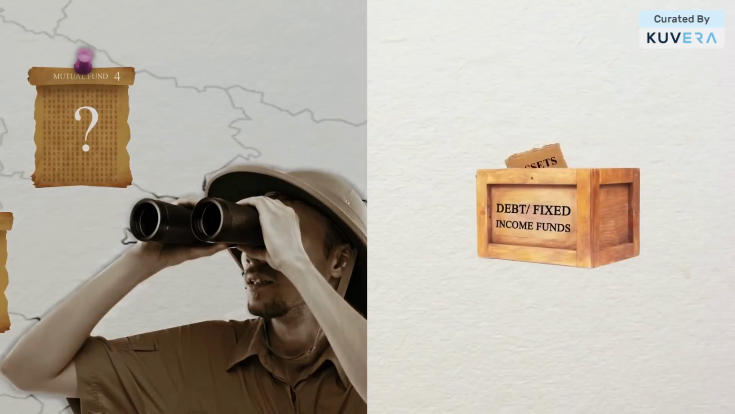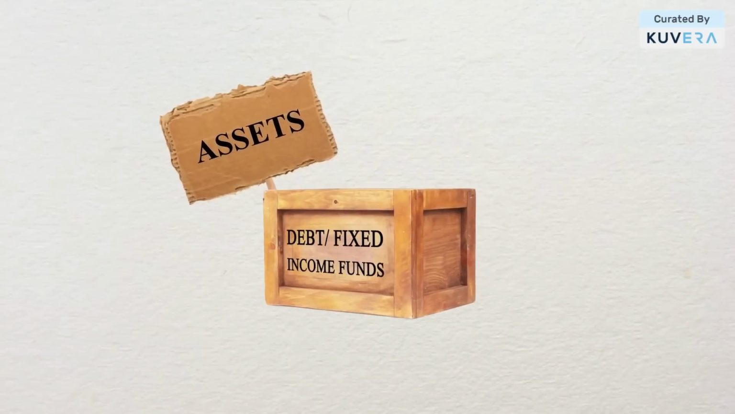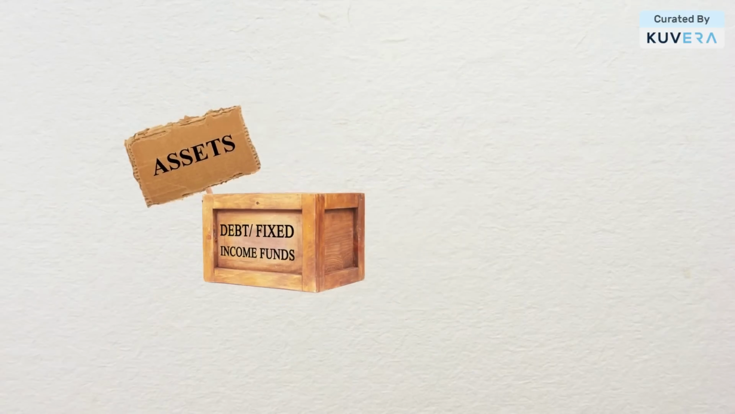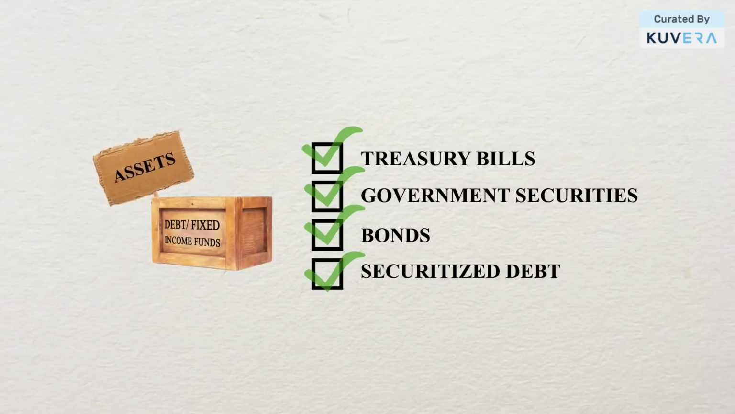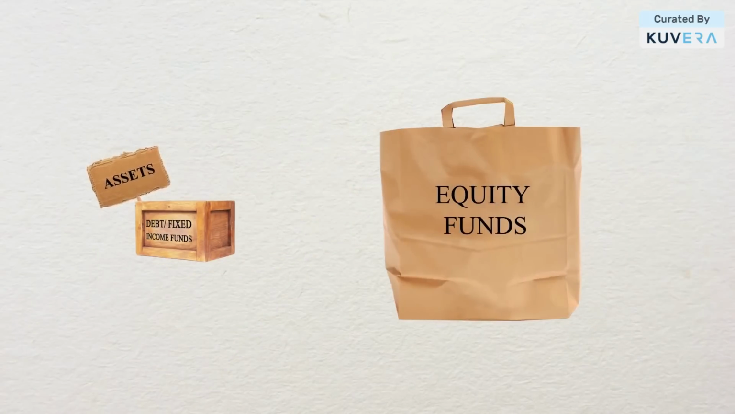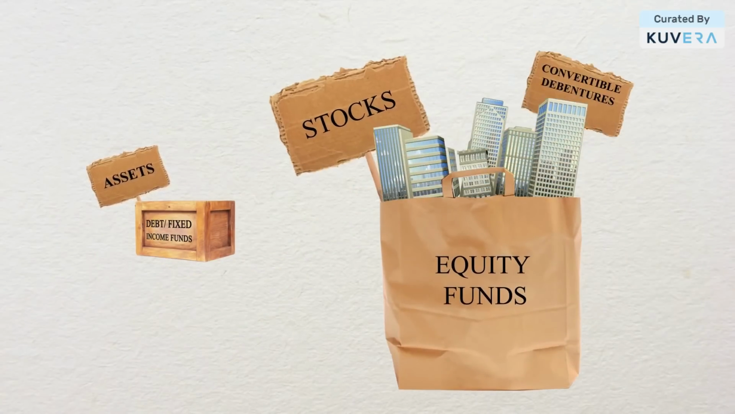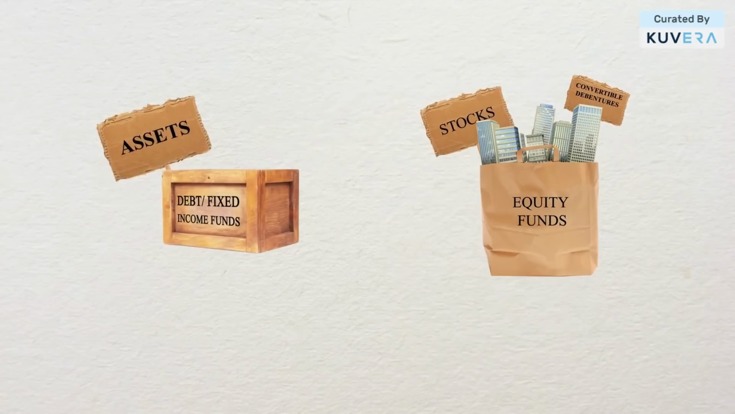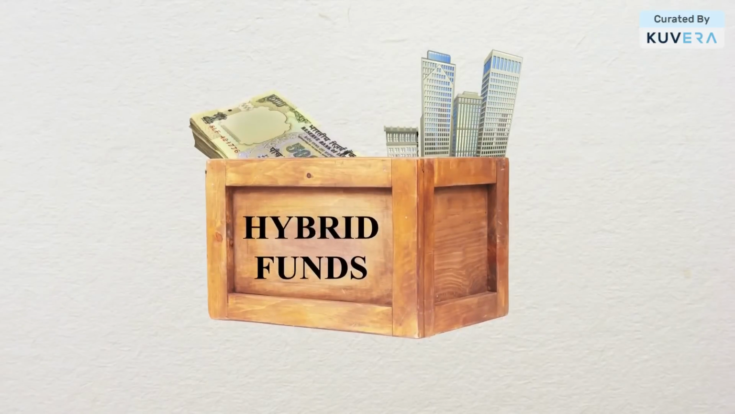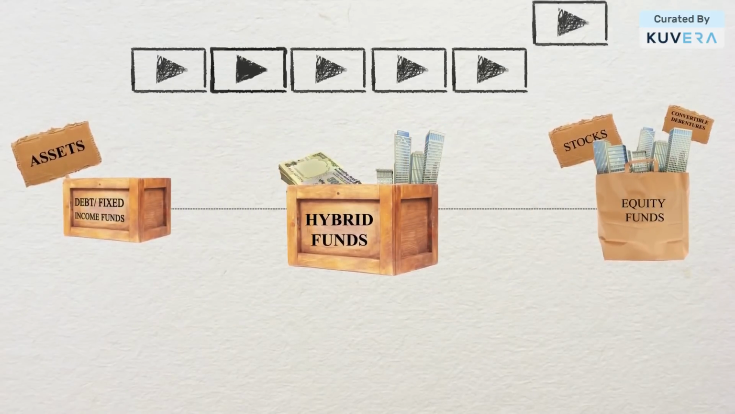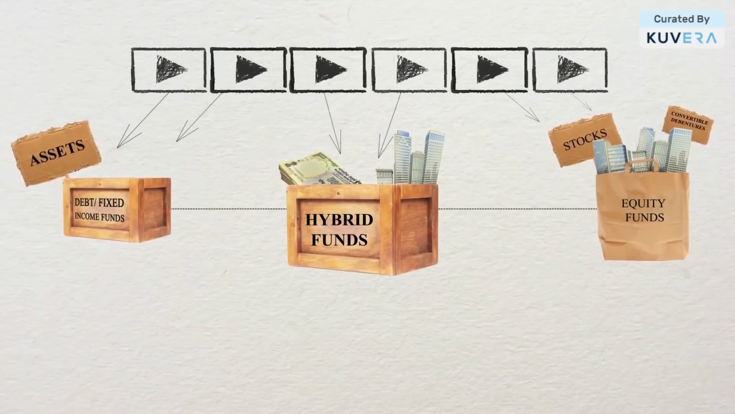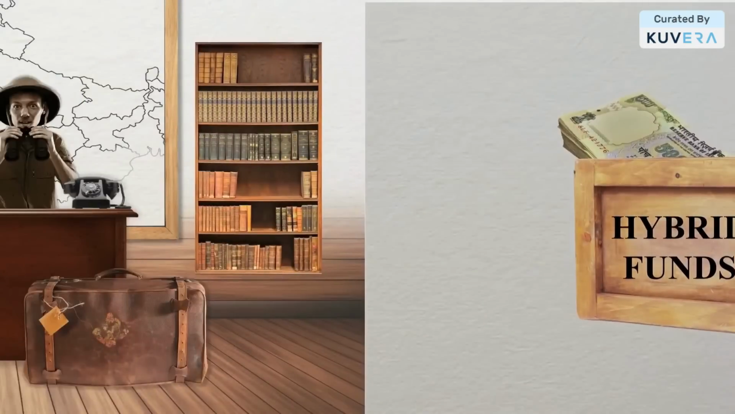If liquidity is not the biggest concern on your plate, there are more classifications of mutual funds you can refer to. Some go by the type of assets they invest in, such as debt or fixed income funds that invest in fixed income securities like treasury bills, government securities, bonds, and securitized debt. There are equity funds that invest largely in equity shares or companies and equity-related investments. And then there are hybrid funds that are a mixture of debt and equity. We have separate videos explaining in detail the different options available within these fund types.